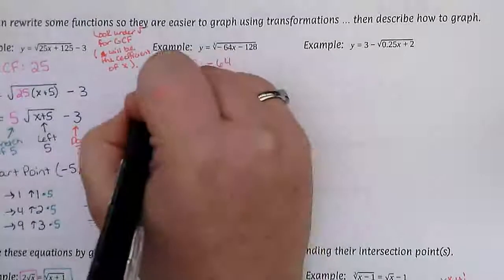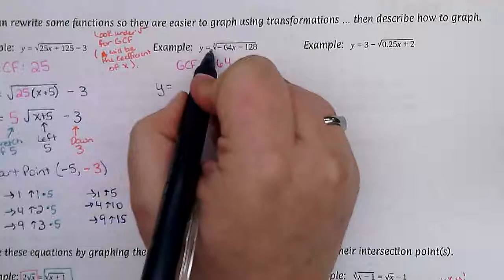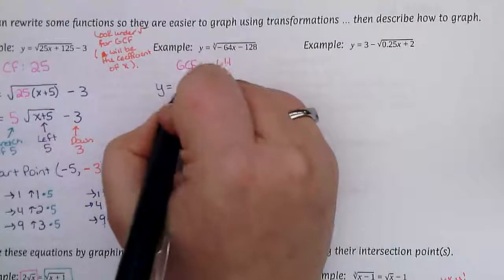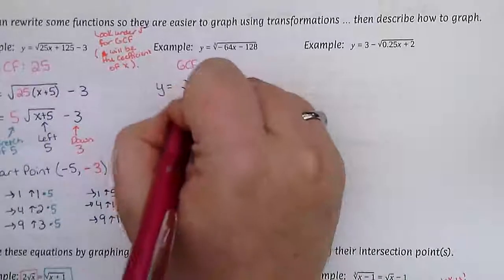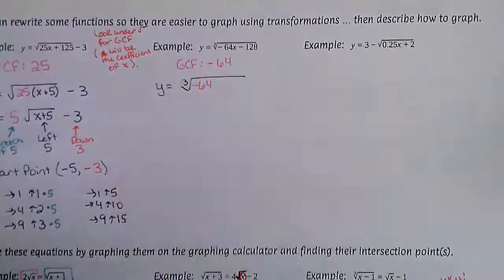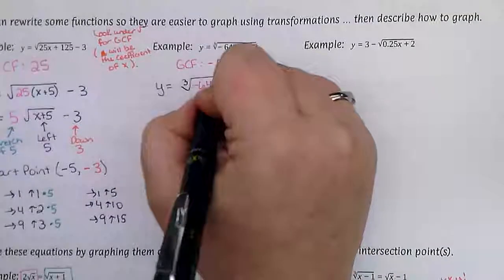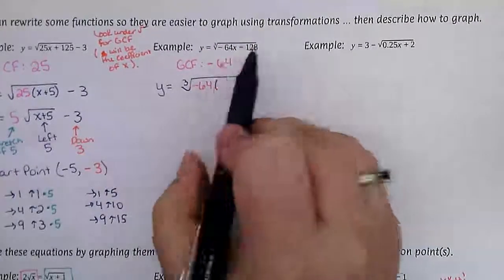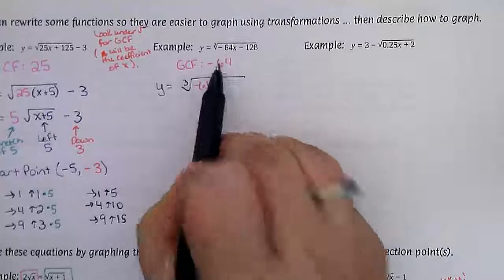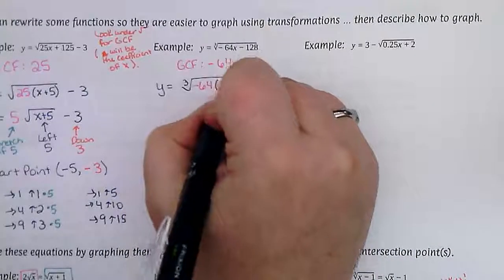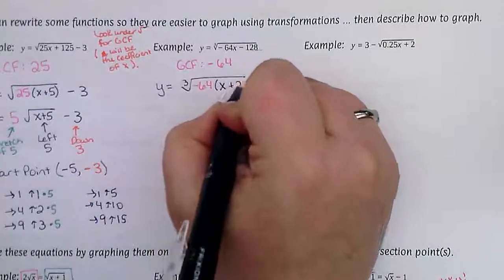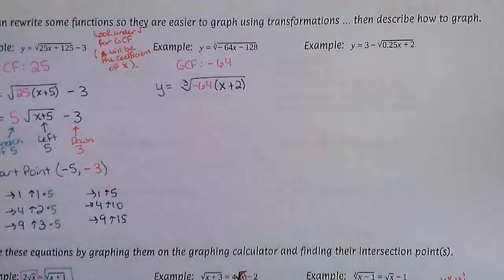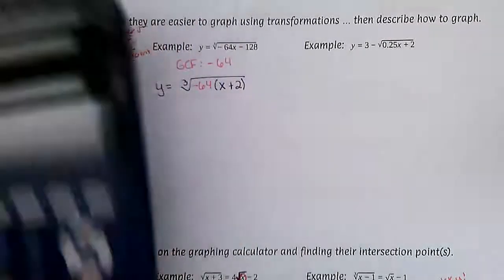So when I rewrite this, y equals, that's a cube root, so make sure you put a 3 in the index of your radical. We're going to divide out a negative 64 from all my terms. Negative 64x divided by negative 64, I end up with x. Negative 128 divided by negative 64 is 2. So x plus 2. Now I have to do the cube root of negative 64.